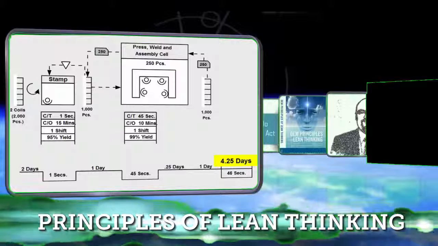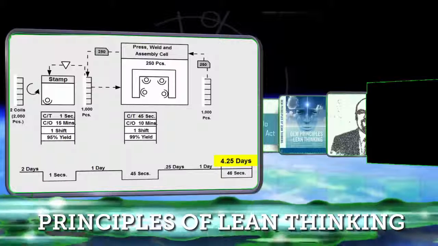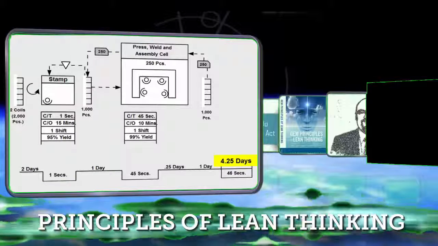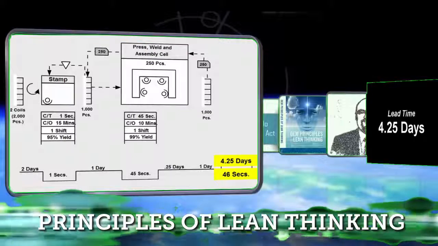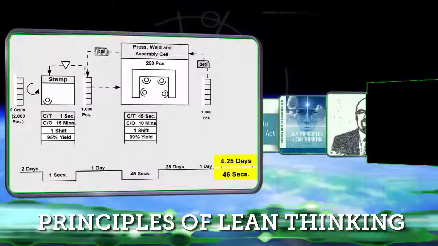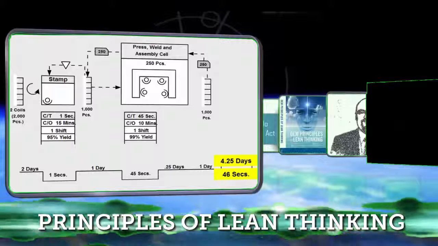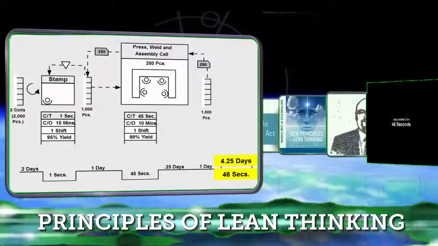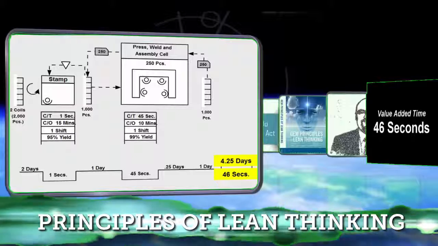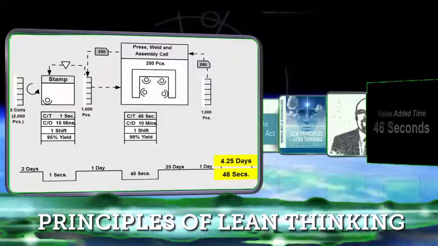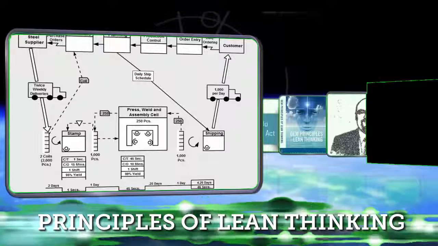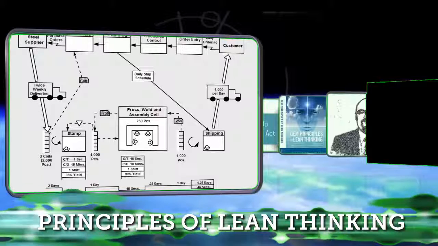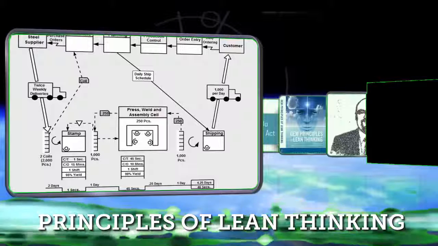When we look at the lead time graph, we see that our lead time has been cut from 10.25 to 4.25 days. The actual value added time from the customer's perspective and our new theoretical minimum is 46 seconds. These positive changes are due to the overall efforts by the Mach company to improve their system.